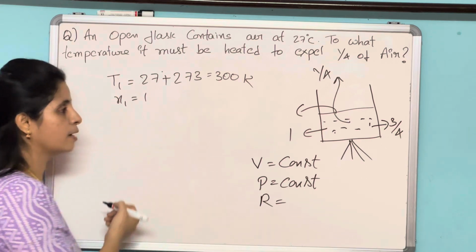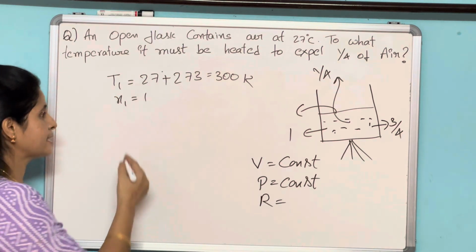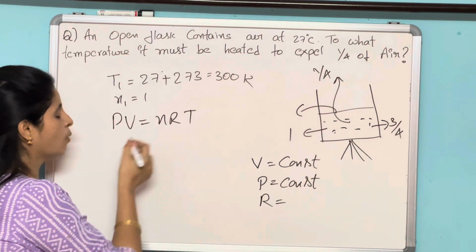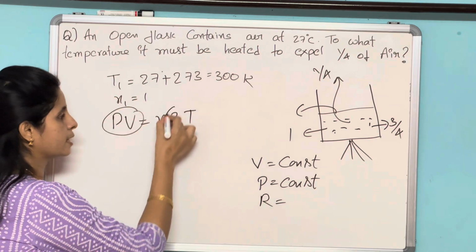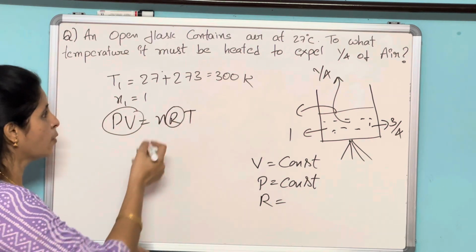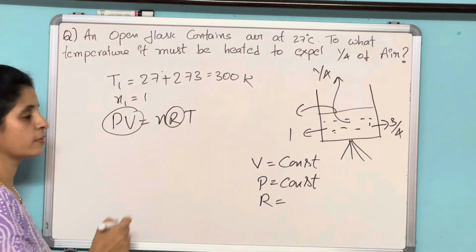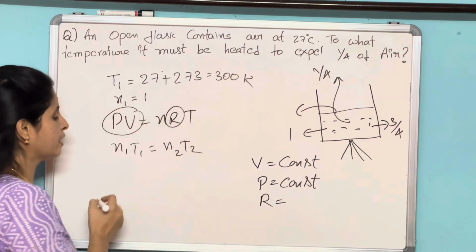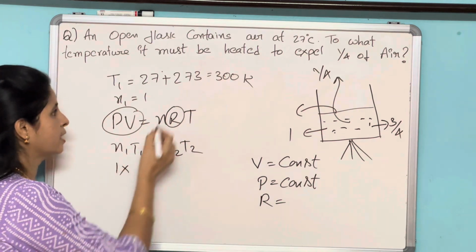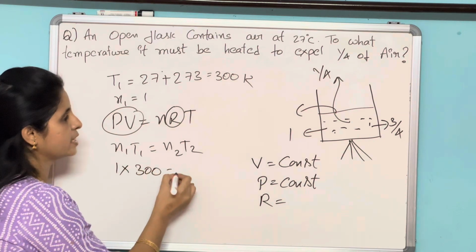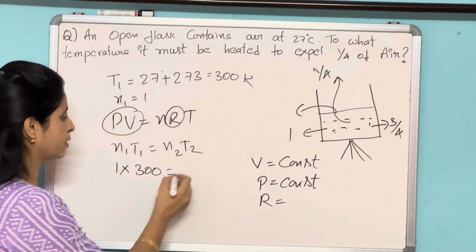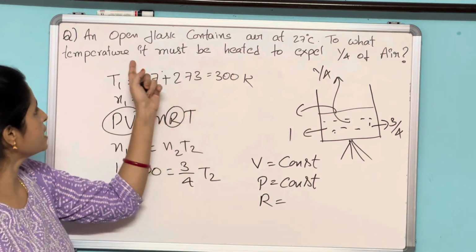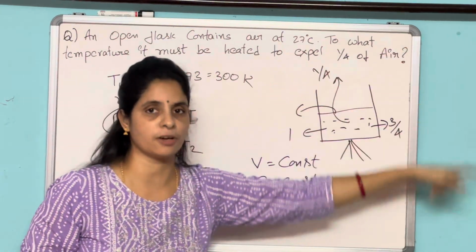So if you apply the ideal gas equation, PV is equal to nRT, which terms are constant? P and V are constant, and R is the universal gas constant. Now what will be the formula for the calculation? N1 T1 is equal to N2 T2. So N1, the number of moles, is 1 and T1 is 300. And what is N2? The moles remaining, which is 3/4, and you have to find out T2. At what temperature must it be heated to expel 1/4 of the air?